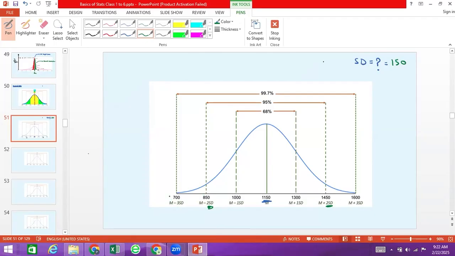Now, if I ask you what is the minimum and maximum value which is possible in this distribution? 700 is the minimum and 1600 is the maximum. Right and wrong. What I mean is that this 700 to 1600 just covers 99.7% of the values. It does not cover 100% of the values. If someone asks me what is the range of 100% of the values?